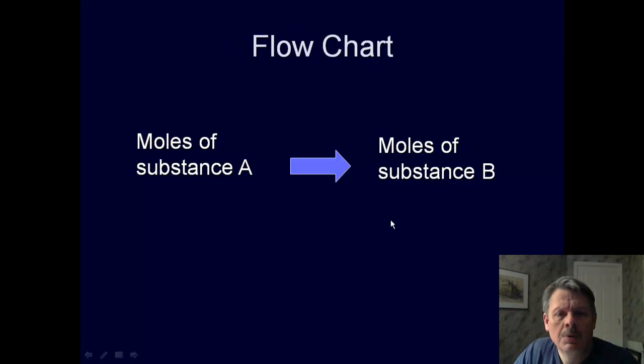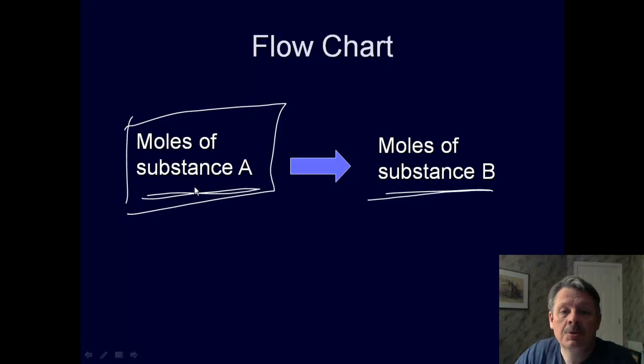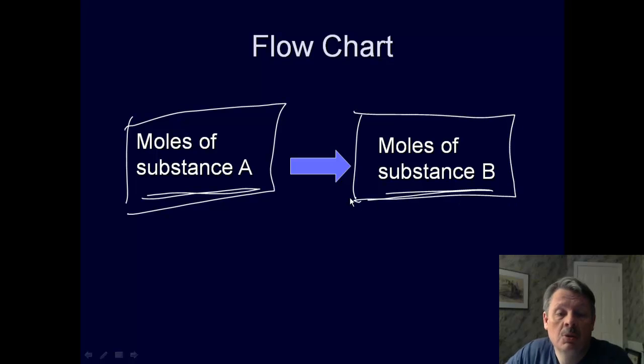So what we did was we converted from moles of our starting substance to moles of our ending substance. Okay? So it didn't matter whether we were dealing with reactants or products. We looked at what we were given in the problem, and we started with the information we were given in the problem. That's our starting substance. And we tried to get to moles of whatever our target substance was. So that's what we did in our previous podcast.